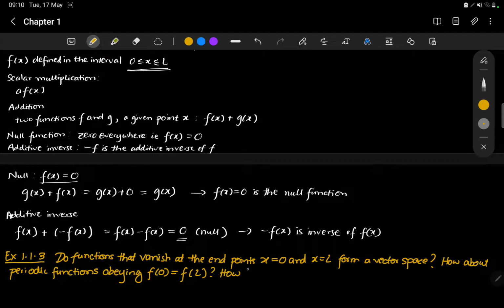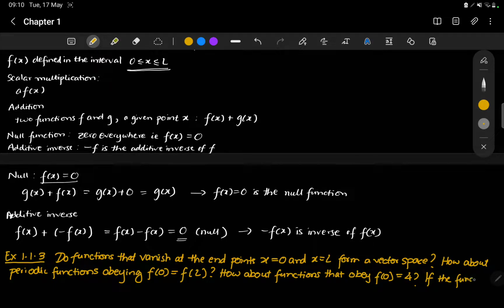How about functions that obey f(0) equal to 4, and then we need to specify which of these functions form a linear vector space, which of these functions do not form a linear vector space, and then we need to give reasons for our arguments.